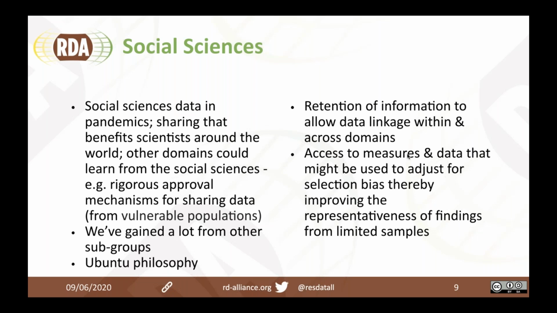We also wanted to provide some recommendations and guidelines on how researchers could correctly plan, collect, handle, and share their data so that this data would really benefit scientists around the world. We feel like other domains could learn from social sciences how we handle personal data. And what was also very exciting for us is that we've learned a lot from other domains when we were working on these guidelines. So we've gained a lot from other subgroups. And my colleague from South Africa suggested this nice metaphor about Ubuntu philosophy. I probably won't be able to pronounce it well in Zulu, but the idea is that individual human dignity derives from the group a person belongs to.